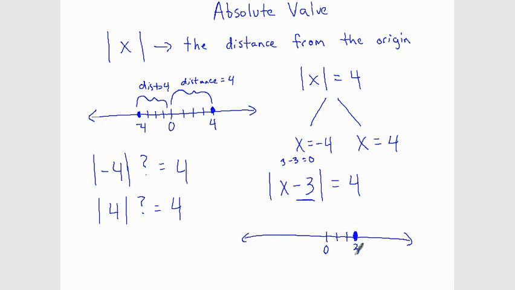So this is 3. So now I can ask myself a new question. What numbers have a distance of 4 from our center point 3? Well, we count it off, 1, 2, 3, 4, and that brings us to the point of 7. This is a distance equal to 4. And we also have to go in the other direction, 1, 2, 3, and then 4 at negative 1. This is also a distance equal to 4.